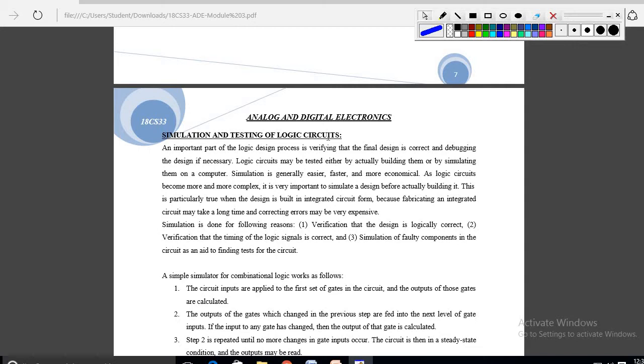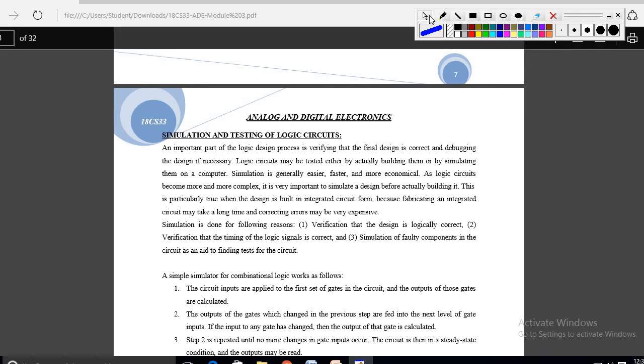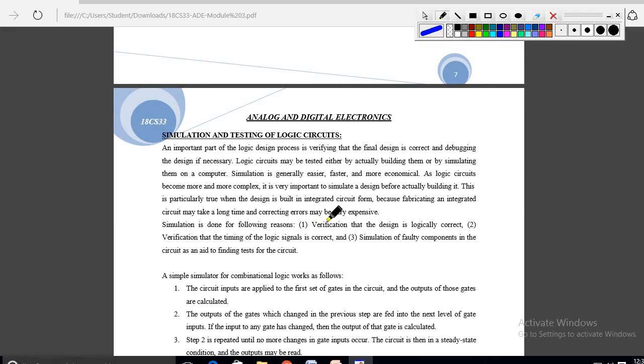So for that reason, there are some processes or procedures, or simple simulators. We have to see that simulation is done for the following reasons. First, simulation is for verification that the design is logically correct or not. Whatever design we have made, we do simulation just to verify that it is logically correct.